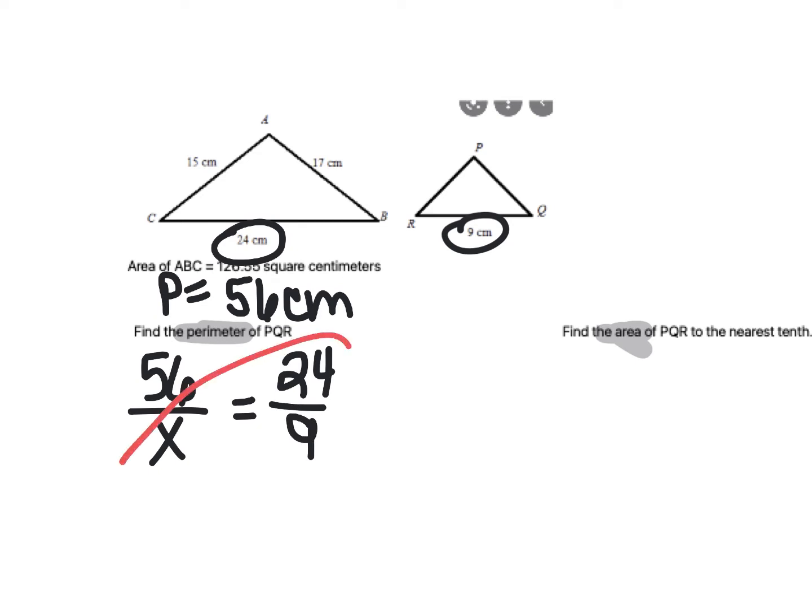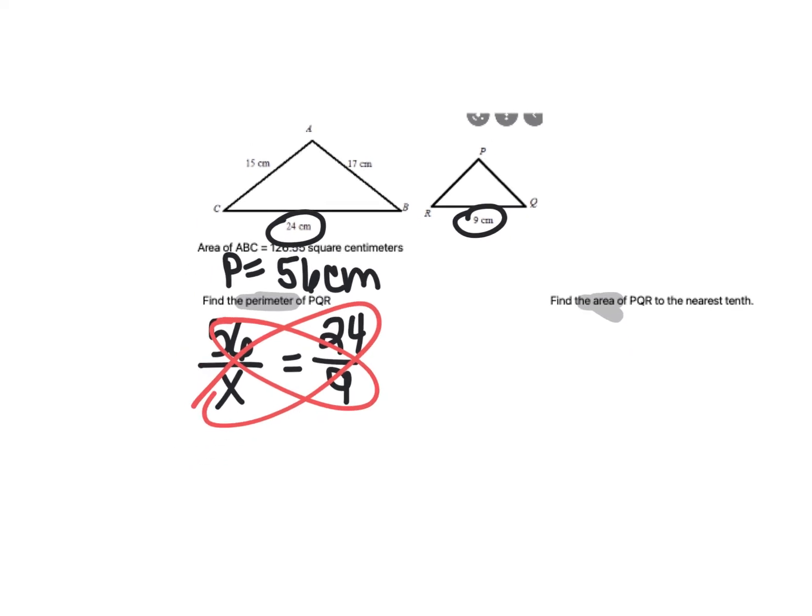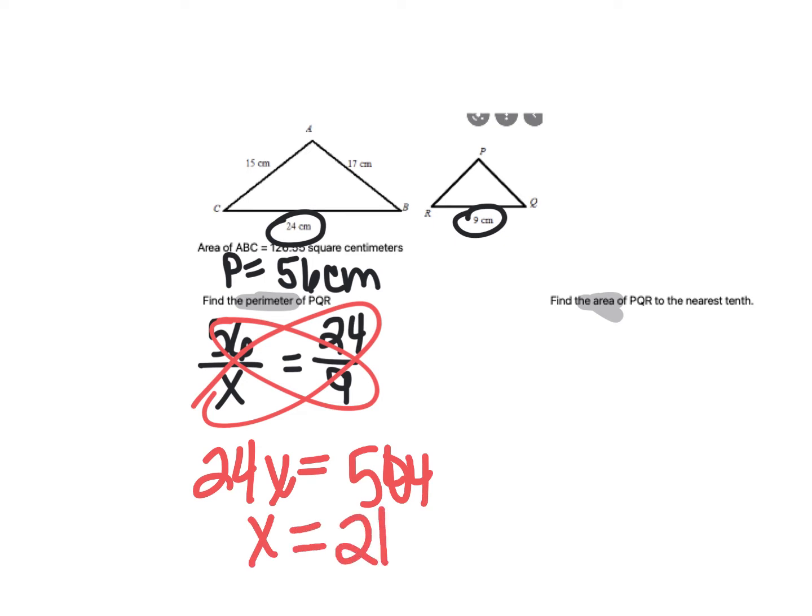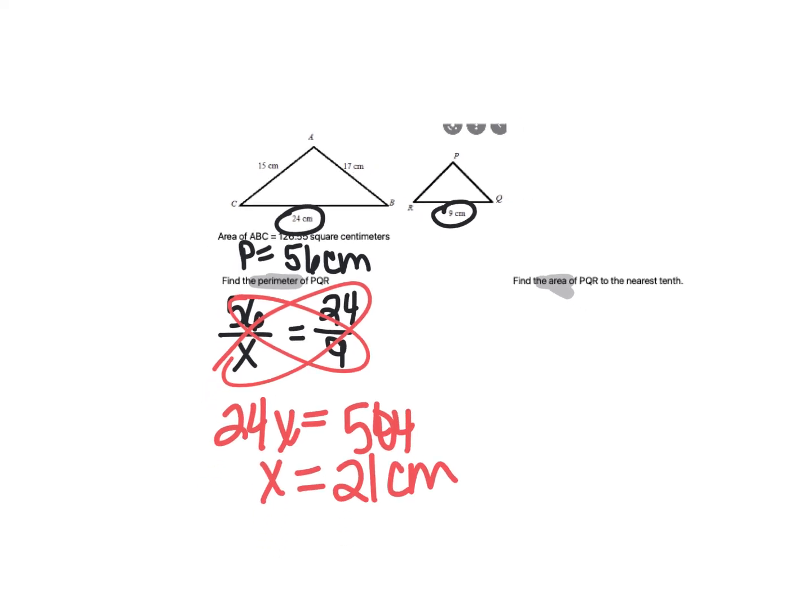And then when I use my cross product or my butterfly method, I get 24x equals, let's see, what's 56 times 9? 504, and if we divide that out, we get our perimeter is 21 centimeters. That does not tell us any of the side lengths other than the one we already knew, but it does tell us what the perimeter of that small one is because it has that same scale factor.